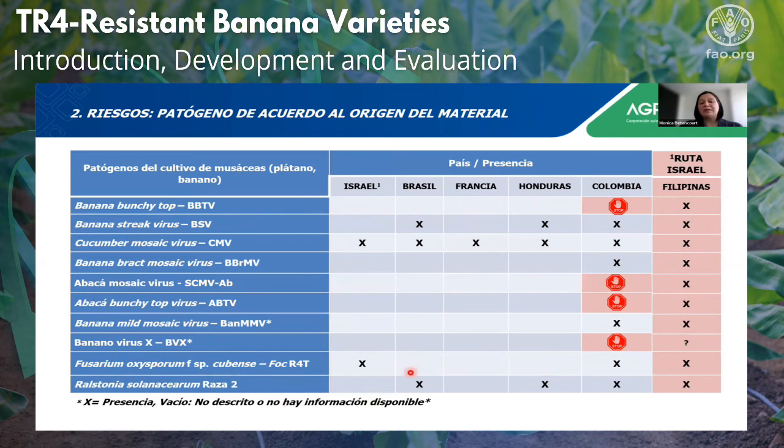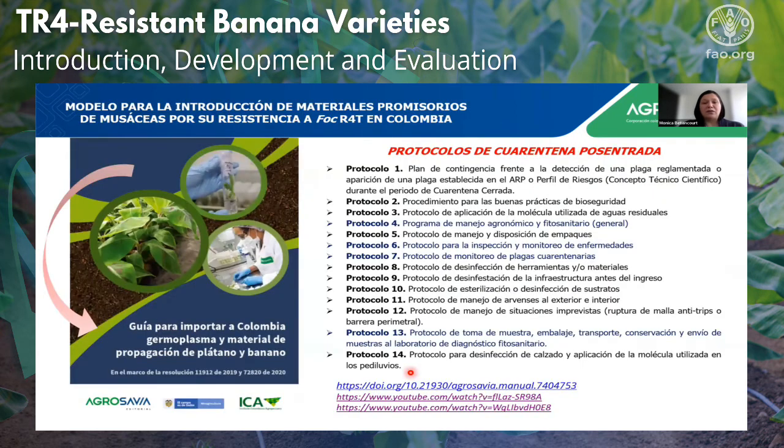Ampliamos nuestro perfil de riesgos también a tener en cuenta Foc, que ya estaba en el país y teníamos que garantizar que cualquier material que se produjera en condiciones de cuarentena no fuera a estar infectado con esta enfermedad. Y también Rastrojo, que es un problema bien importante para el país, que no queríamos que hubiese ningún riesgo de dispersión a través del material que se estuviera generando en cuarentena.